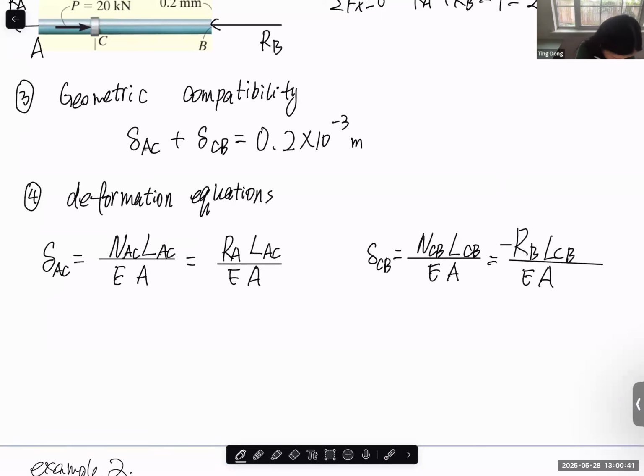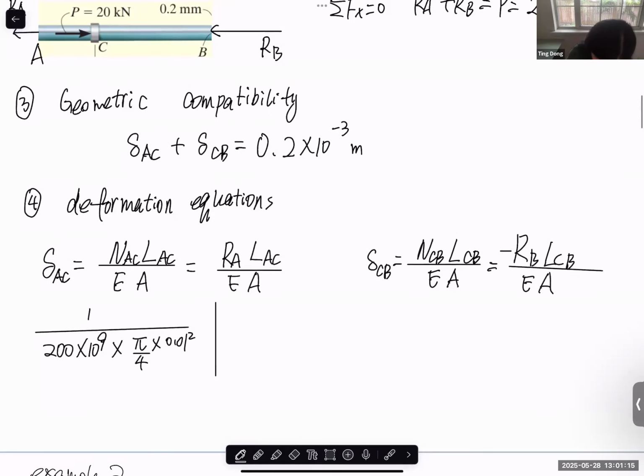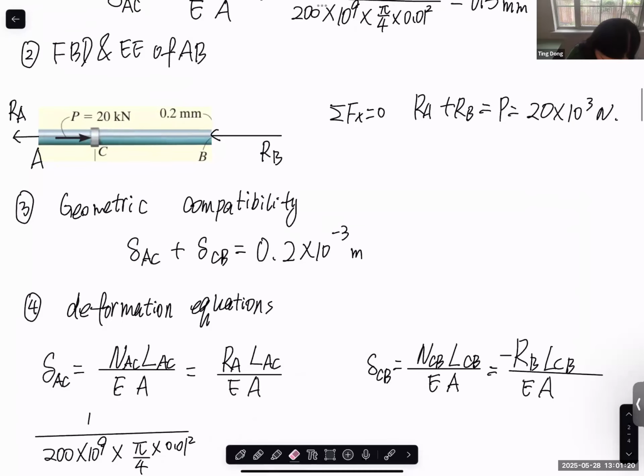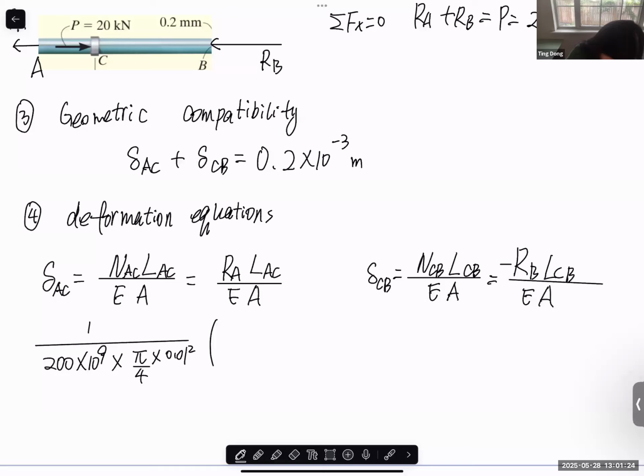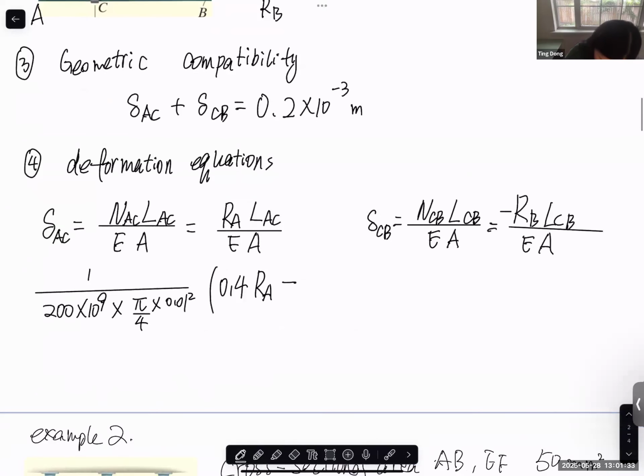So now we can put in all the numbers. Since both sections have the same Young's modulus and cross-section area, we can put it here as a common coefficient. Young's modulus 208 gigapascal, cross-section area pi d squared over 4, times RA times L AC, 400 millimeter, so it's 0.4 meter, RA minus 0.8 RB equal to 0.2, the gap dimension.